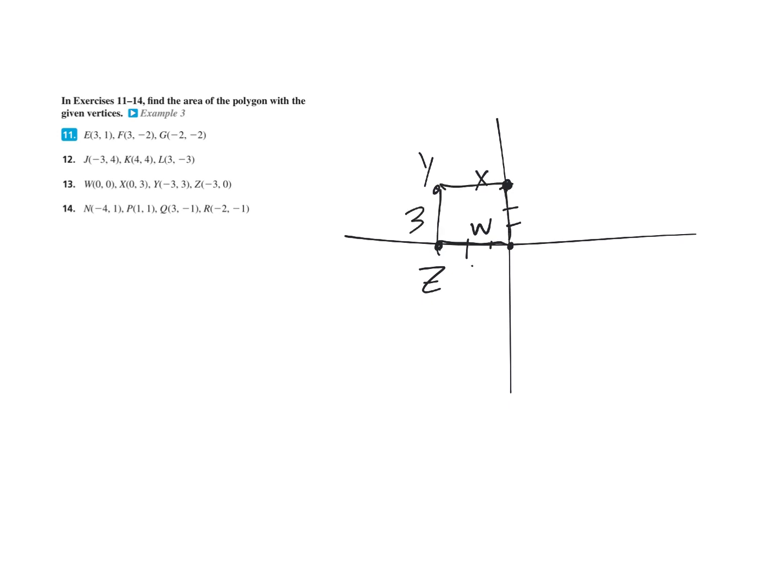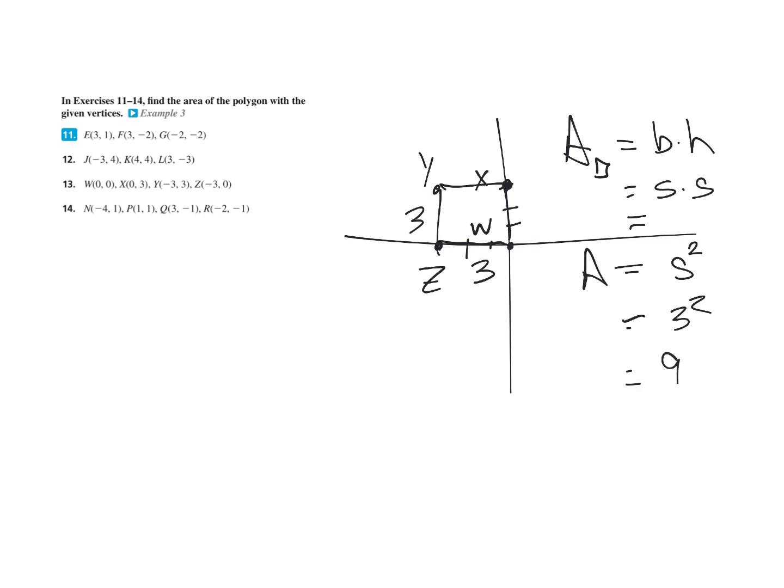It's 3 by 3. So the area of a square is just base times height. But don't ever think of a square as base times height. You need to think of it as side times side, which is equal to side squared. So the area of a square is S squared. That's how you need to start thinking of it. So it's equal to 3 squared, or 9 square units.